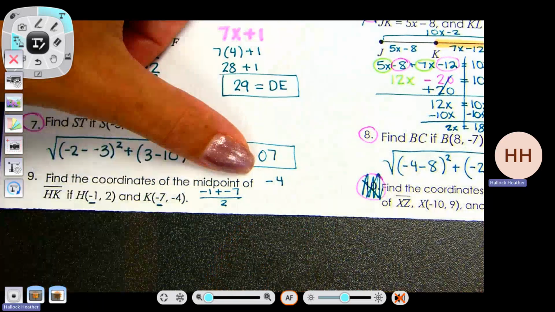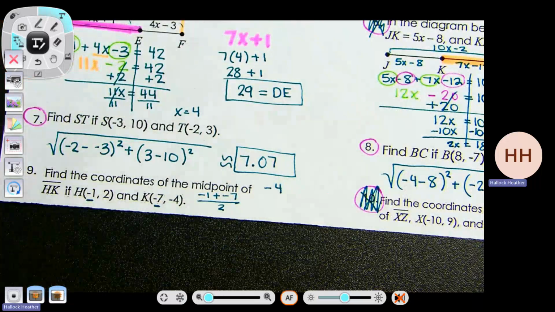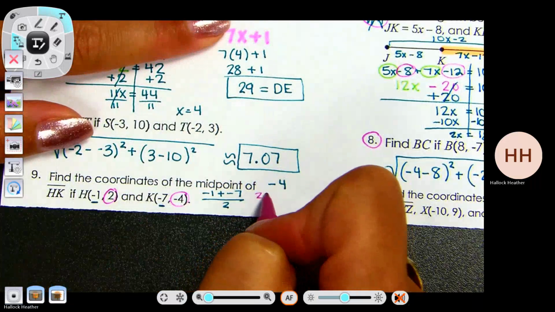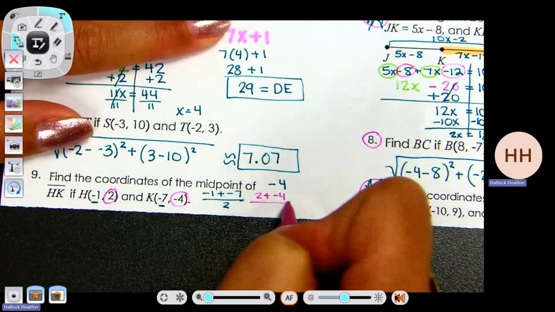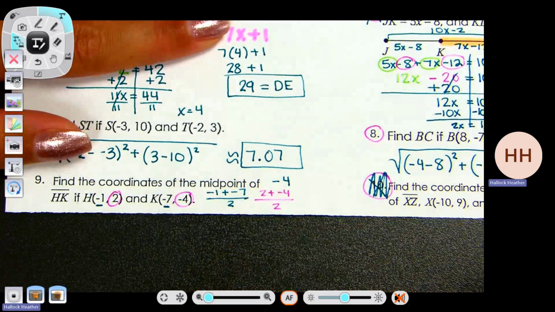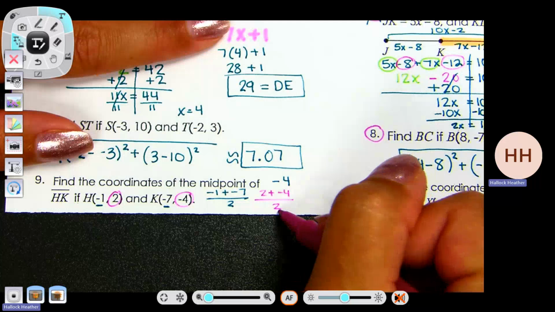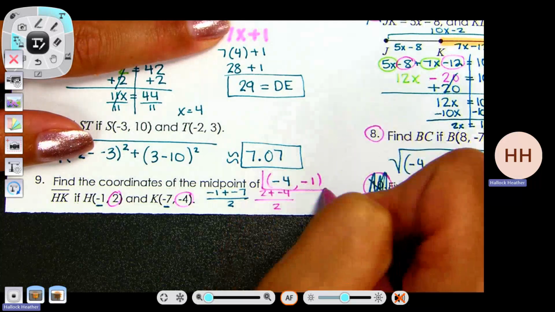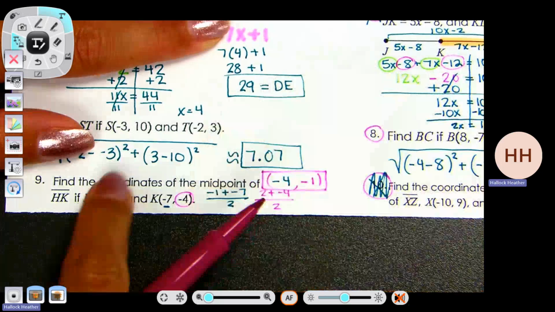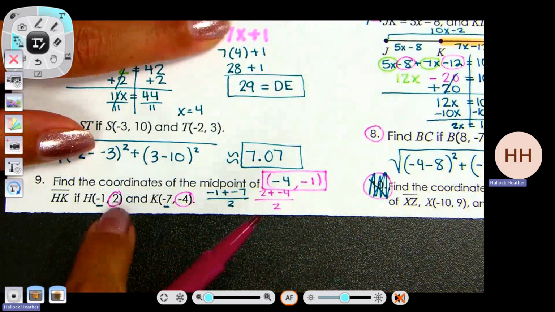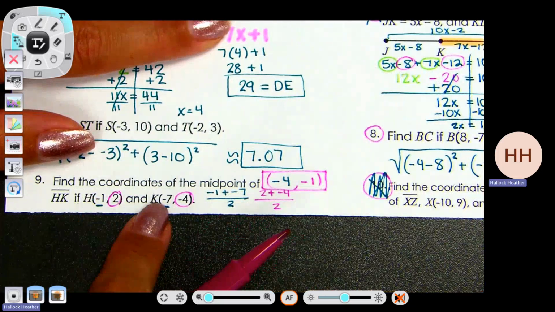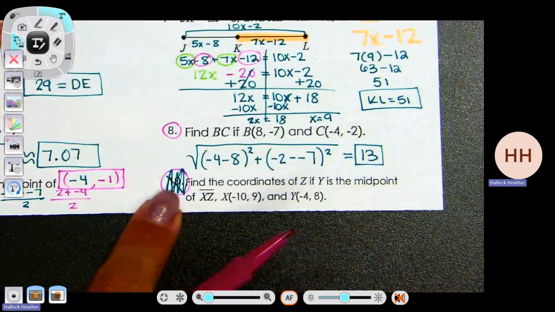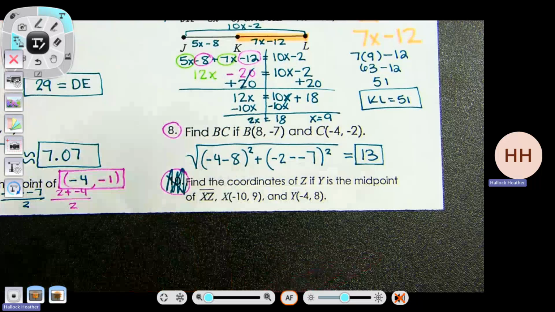I also do the same thing for the Y's. So I take my Y's, 2 and -4. I add them and I divide by 2. 2 plus -4 is -2. -2 divided by 2 is -1. So this is my coordinate. So you have 2 questions exactly like number 9 on there tomorrow. Take the X's, add them, divide by 2. Take the Y's, add them, divide by 2.